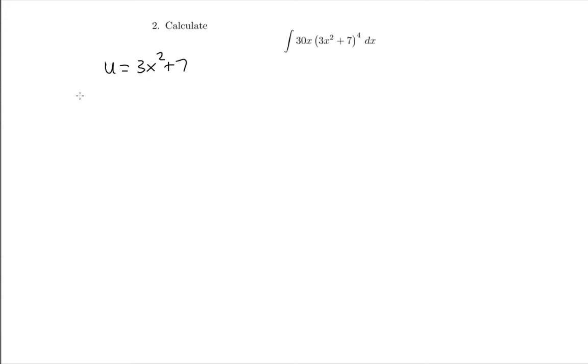So anyway, with this version of u, I'm going to rewrite our indefinite integral in terms of u. So this is (3x squared plus 7) to the power of 4 dx. And now all I'm going to do, without doing any other calculus, is put in what the u is standing in for. So this is 30x, and then now I have u to the power of 4 dx. So all I've done here is take this 3x squared plus 7 and replace it by its nickname, u.